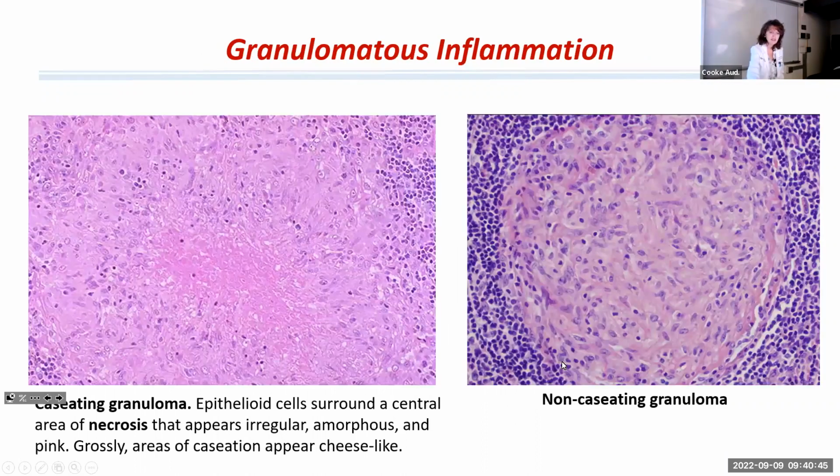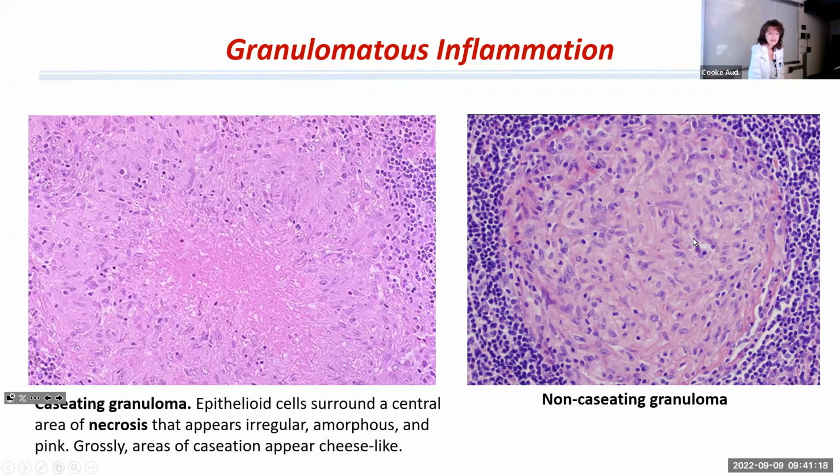Now let's take a look. A picture is worth more than 1,000 words. This is the center that I just described as necrotic. In this center, you do not see any cellular outline. This is just a necrotic area. Around it, you see all of these epithelioid cells. All of these are activated macrophages, plump with a lot of pink cytoplasm. And around it, you may see this rim of lymphocytes.